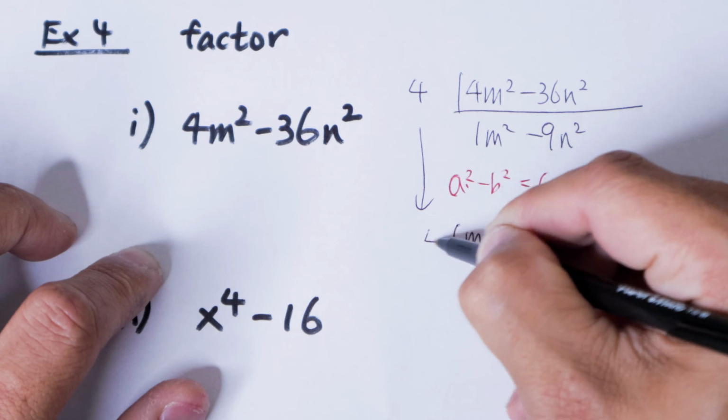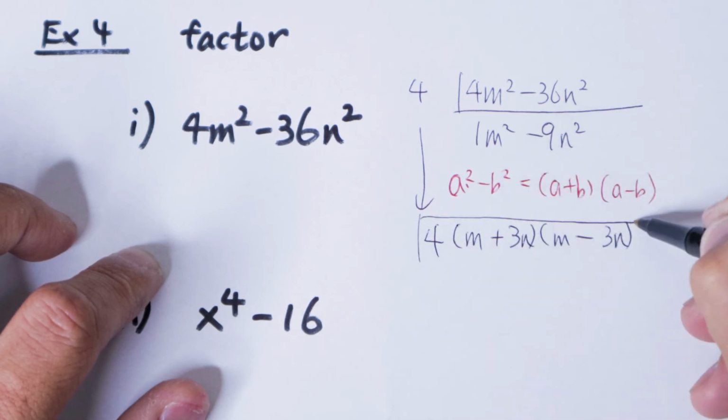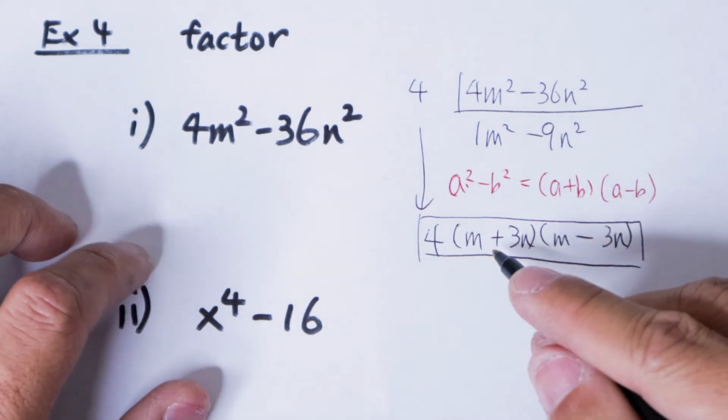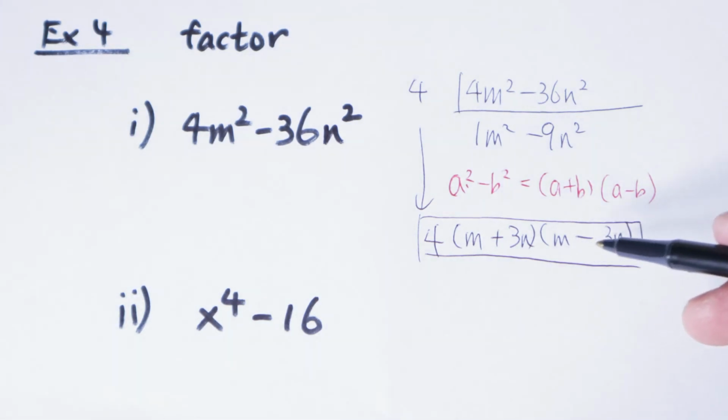And again, do not forget the GCF. So your final answer is 4 times m plus 3n with m minus 3n.